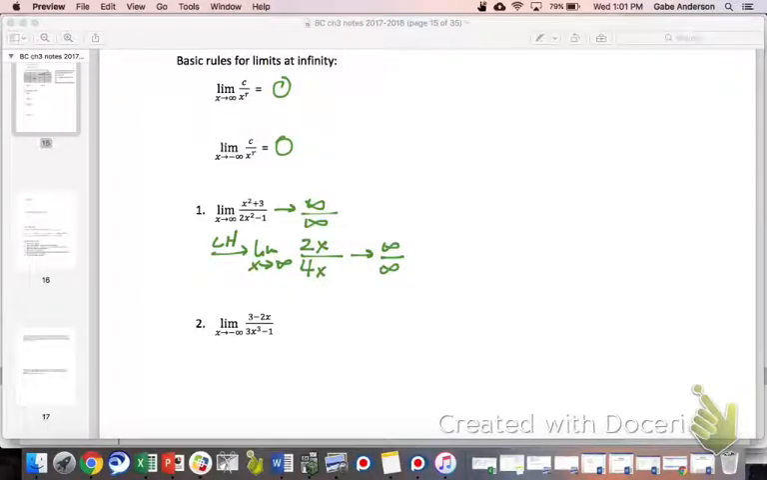I didn't have to do it this way. I could have canceled my x's, but you didn't say anything, so I'm going to just keep going. I could do L'Hopital's rule one more time. So L'Hopital's rule for the second time would be the limit as x goes to infinity, and it would just be 2 over 4, which is 1/2. So the answer is 1/2.